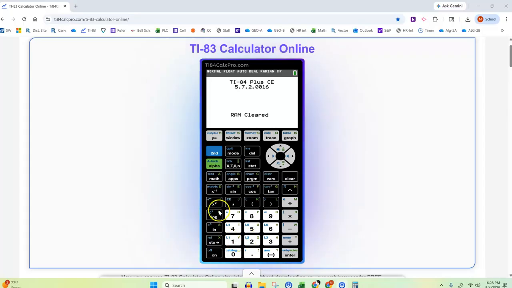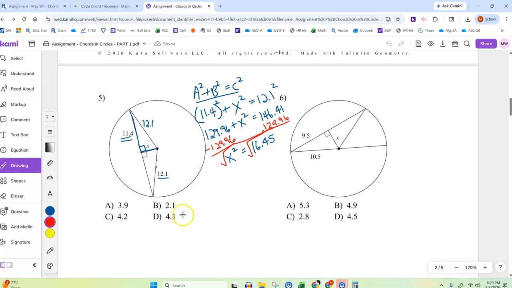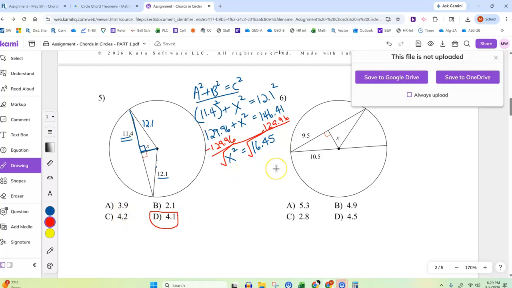Okay, so I've got to do the square root. It's this piece right here, so I've got to go second square root 16.45, enter, and I get 4.055, which is going to, wow, this is close. Okay, well, the one that's closest has got to be this one right here, right? It's got to be D. Wow, that's kind of close, but I got 4.055, and that rounds to 4.1, right? So that's the closest, okay? So we're just going to have to pick that one.